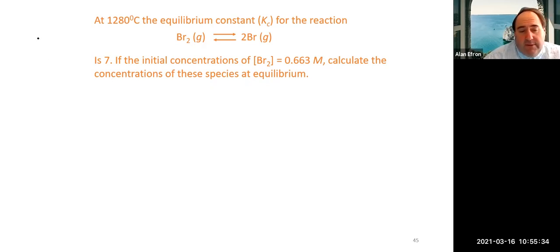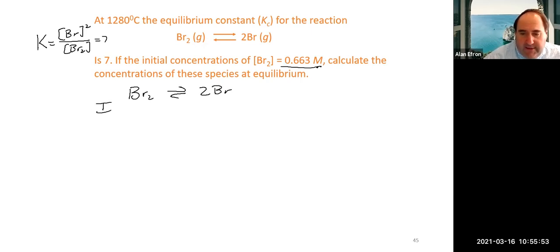So again, we could start with our equilibrium expression, which would be our products divided by our reactants, and this equals 7. We would start with our ICE table in this case. Initially, we are only given our reactant, which is 0.663. It is safe to assume the product is 0, because we don't have any products. We can also safely assume this reaction is heading in this direction, which means the reactant side would be negatives and the product side would be positives.